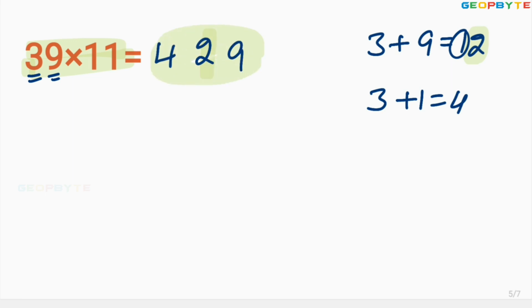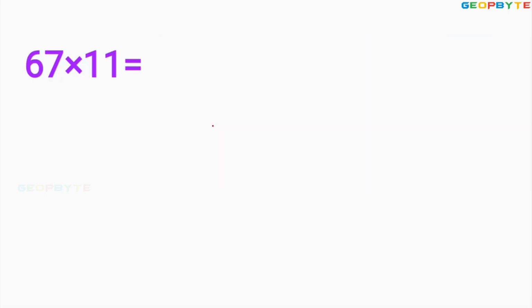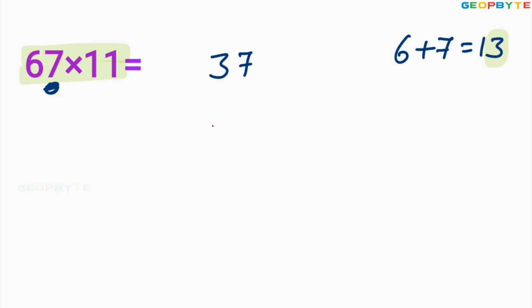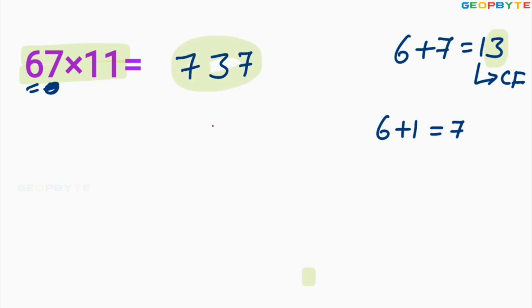Similarly, let us take one more multiplication number. Look at the value. 67 into 11. You take this 7 right here. 6 plus 7 equal to 13. From the 13 you take only the unit place digit, that is 3, and this 1 is coming under carry forward. You add that carry forward for the 6. 6 plus carry forward 1 equal to 7. 737 will be the value of 67 into 11.